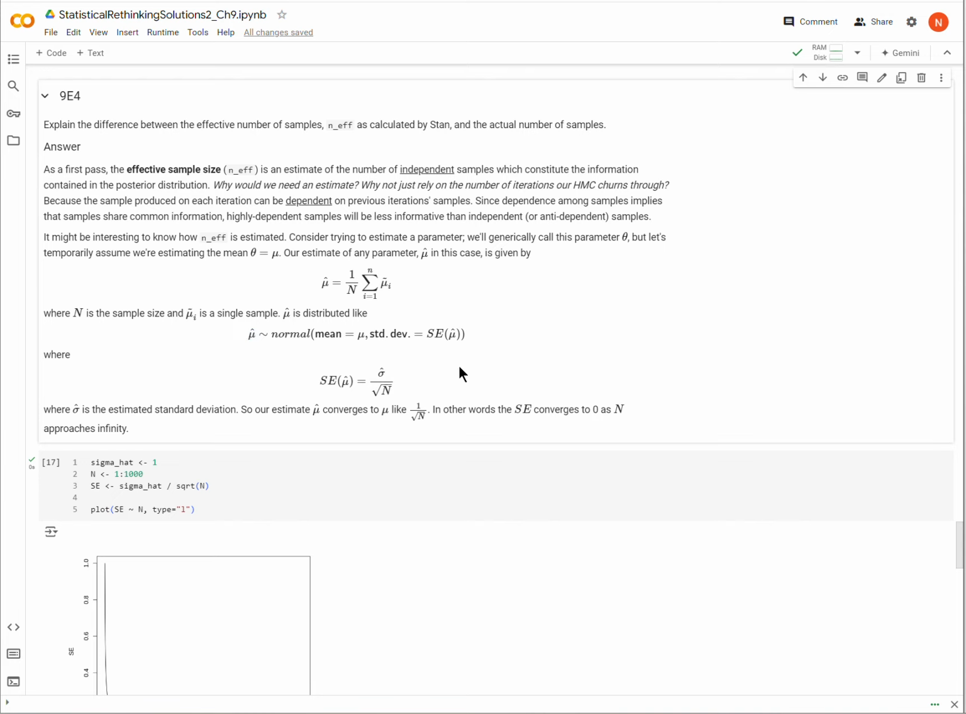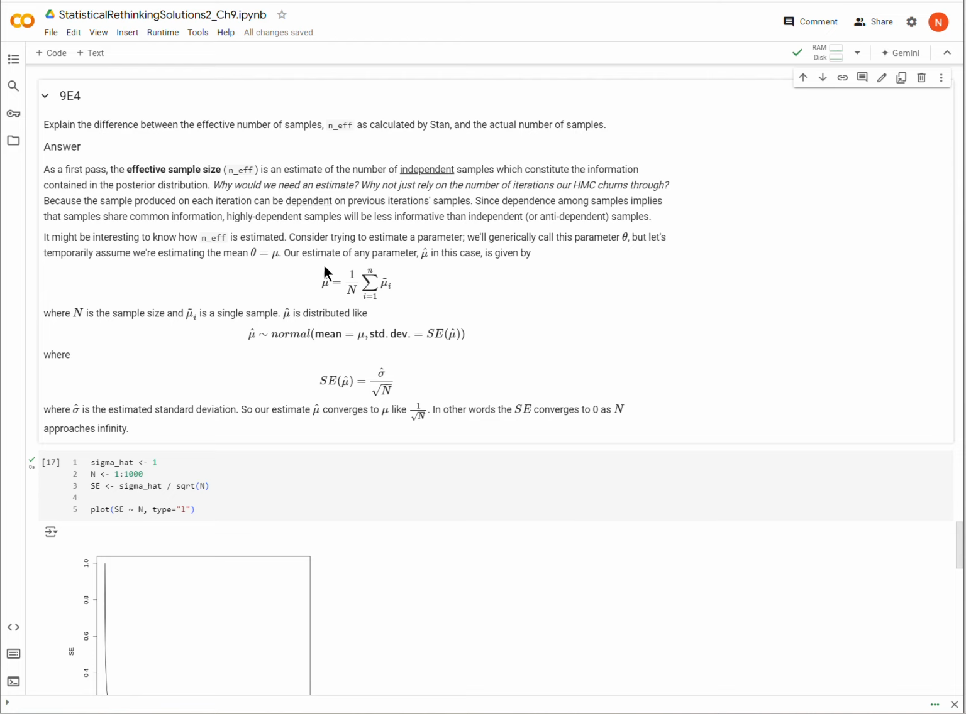Okay, so we could also say then that our estimate converges to the actual value of a parameter, like 1 over the square root of n. Right? So as n gets bigger and bigger, mu hat gets closer and closer to mu. We could also say that as n gets bigger and bigger, SE converges to 0.